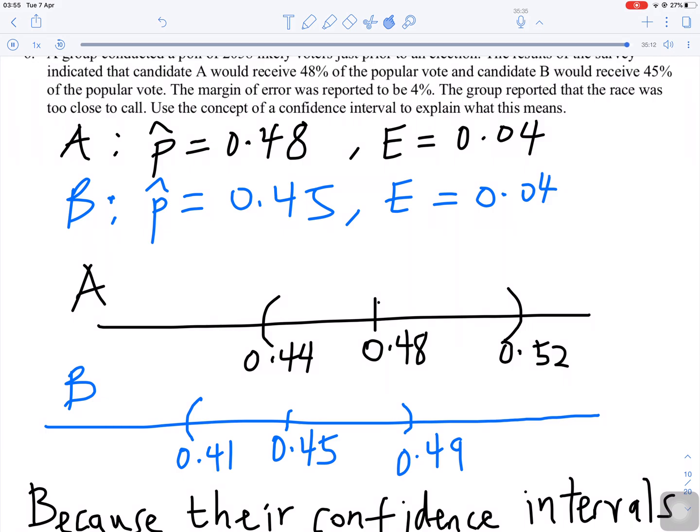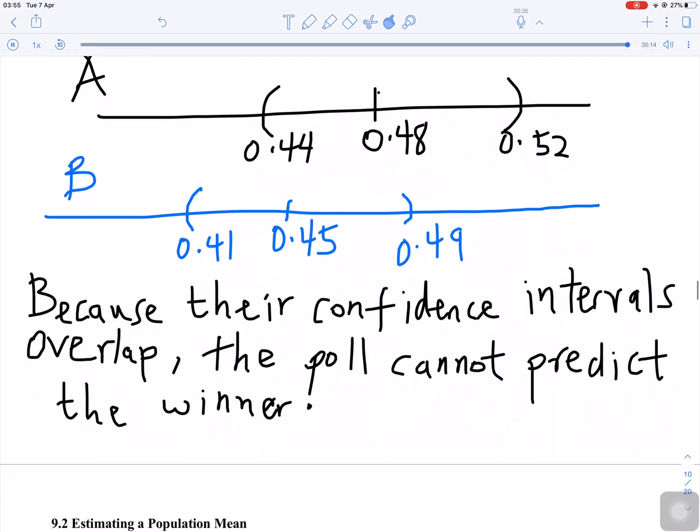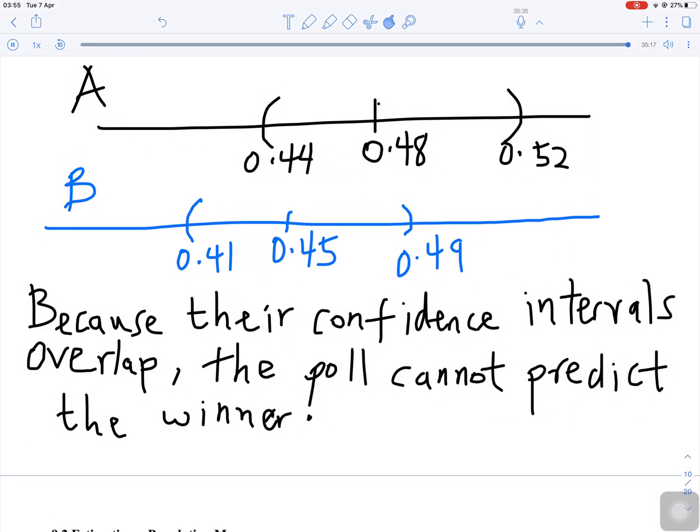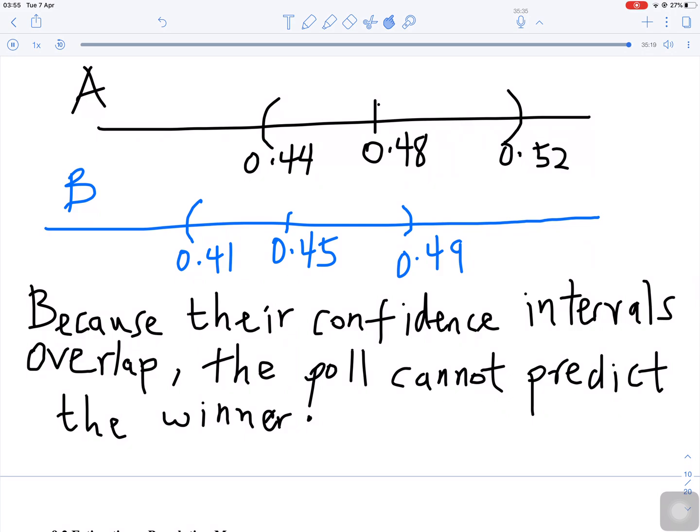Okay, so this is an experiment you can also do. You do it for two people, and you realize because your confidence intervals overlap, you can't have a clear-cut decision.